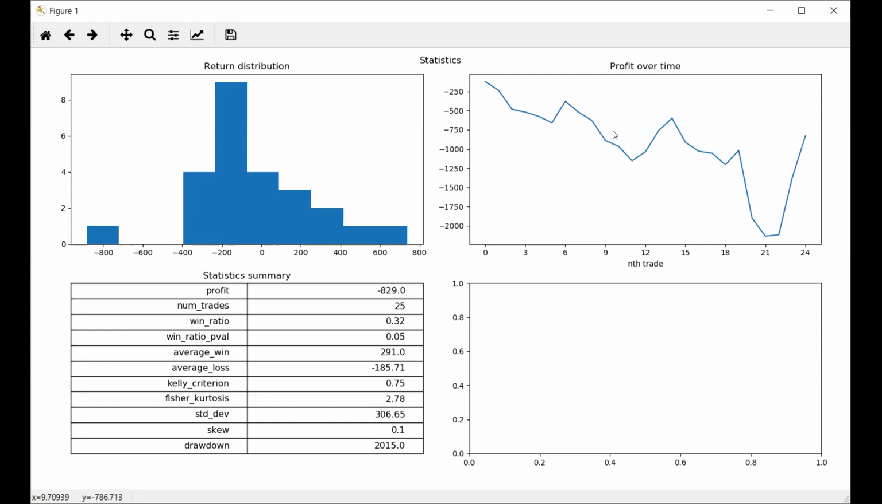But we don't like... It's not. None of these graphs kind of show which trades lost us that money. Oh, no. Here in the second graph, profit over time, the nth trade.